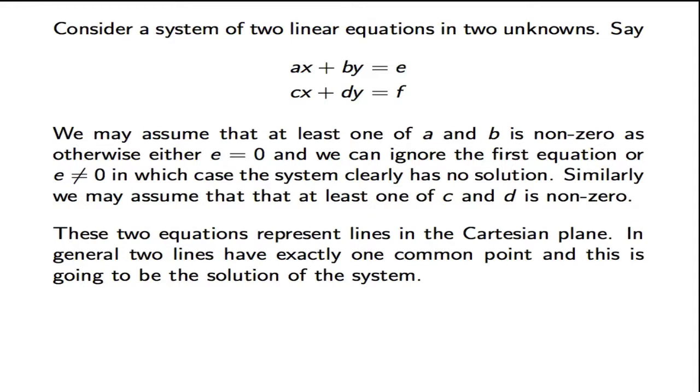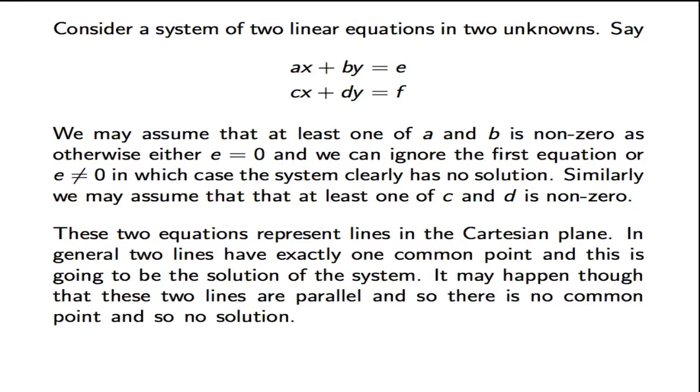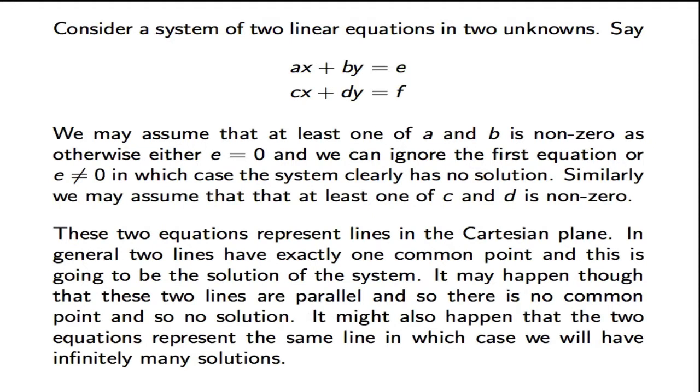And in general, two lines have exactly one common point. And this common point is going to be the solution of the system. But it may happen that these two lines are parallel, and so there is no common point and no solution. Or it may even happen that these two lines are identical, in which case we will have infinitely many solutions.